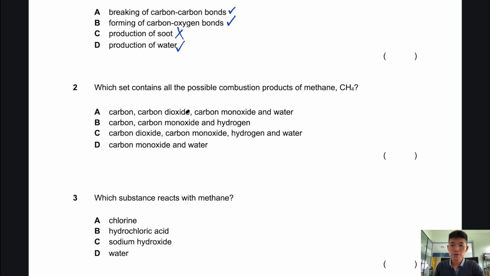Question 2, which show all the possible combustion products, and this one they never specify whether it's complete or incomplete, so we'll include everything. So you could have soot, you could have carbon monoxide, you could have carbon dioxide, you could have water. Okay, all are possible.